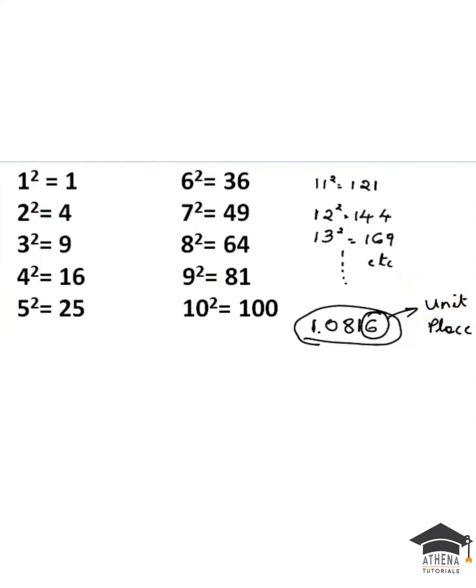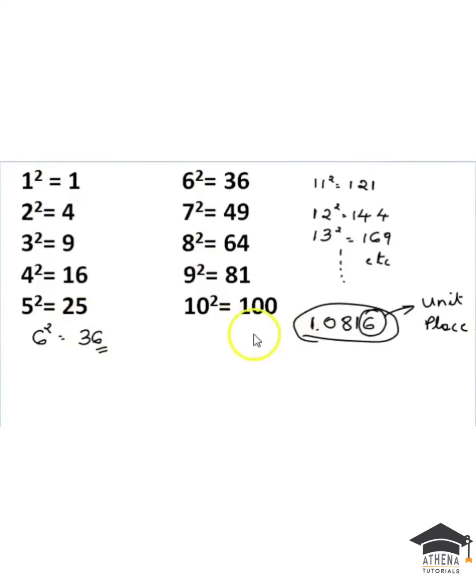So what is 6 square? It is 36. Then the given number, that is 10816, is said to be perfect square. Whenever the given number ends with 1, 4, 9, 6, 5, 0, then the given number is said to be perfect square. Here, this number is ending with 6, hence it is a perfect square.